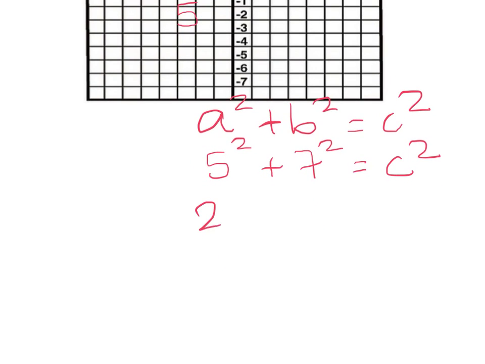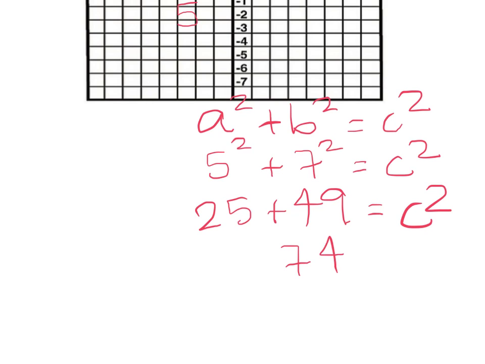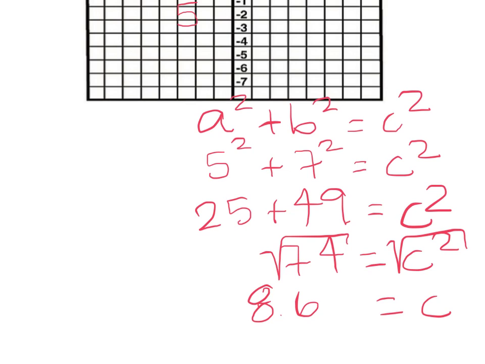So 5 squared is 25, 7 squared is 49, that's equal to C squared. 25 plus 49 is going to equal 74, that equals C squared. And then again, to get C by itself, I need to take the square root of both sides. So the square root of C squared is C, and the square root of 74 is about 8.6. I'm going to put down blocks because that's what I measured my distance in. So my friend and I live about 8.6 blocks apart.